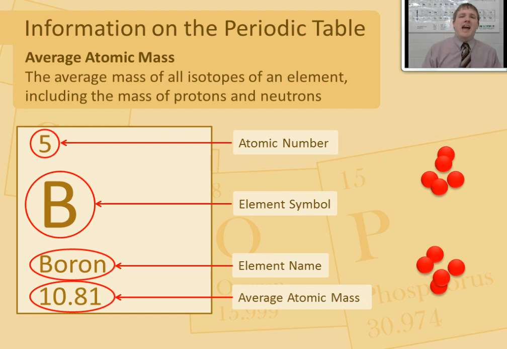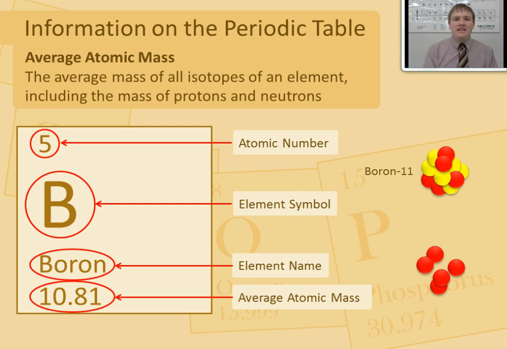However, to this first atom, I am going to add 6 neutrons. It's still boron because it has 5 protons in its nucleus, but it has 6 neutrons for a total mass of 11. 5 protons plus 6 neutrons, each with a mass of 1. When I add those all together, it equals 11, a total mass of 11. This is what most boron found in nature is like.